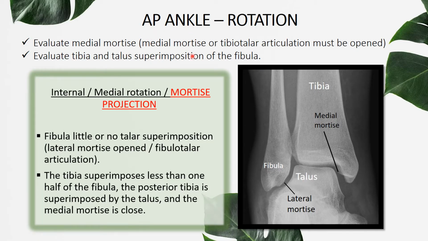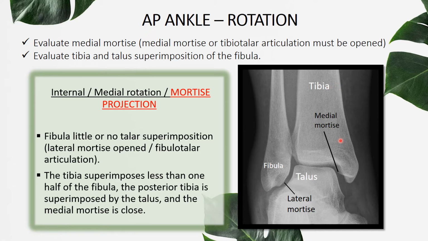As you can see here, this is an AP ankle. So how do we detect rotation on the radiograph? The first thing is we must evaluate the medial mortise, which is here. The medial mortise, or tibio-talar articulation, must be open. For the second thing, we must evaluate the tibia and talus superimposition on the fibula. This is the tibia superimposed with the fibula, and this is the talus superimposed with the fibula.